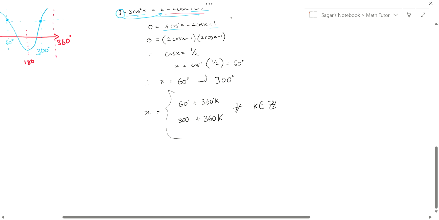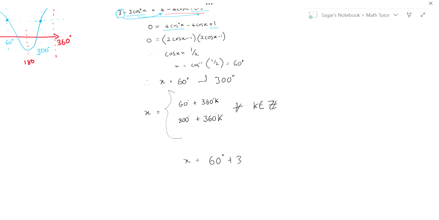Now let us write the final answer. X is equal to 60 degrees plus 360 degrees k for k an element of integers, right? And this has no solution. Not no solution, sorry. This is an invalid solution. Right? And why is it the case? The left hand side does not equal the right hand side.